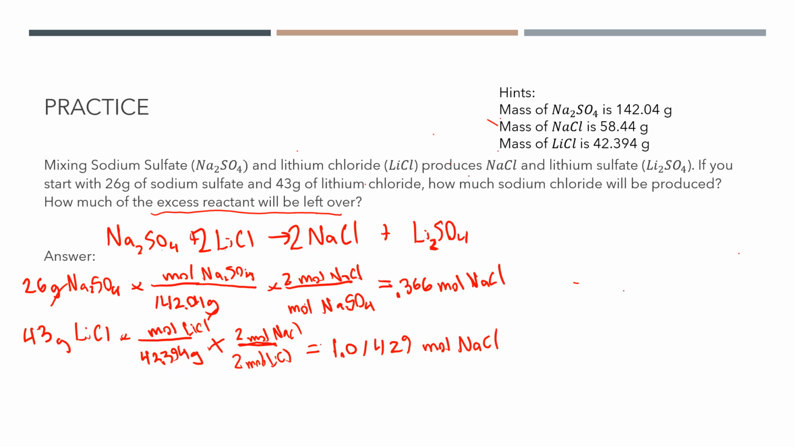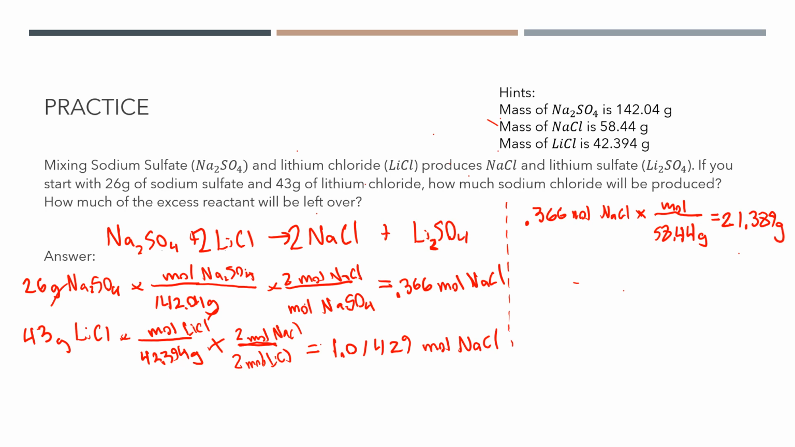So let's see how we would go about doing that. First, let's determine how many grams of sodium chloride we're going to produce. Let me draw a little dashed line so we can separate it. So 0.366 mole of sodium chloride, times its molar mass, which is given right up here, 58.44 grams per mole. That gets us 21.389 grams. And so that's how we do that.